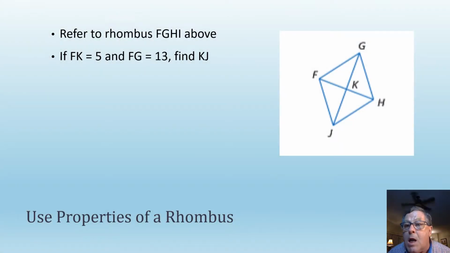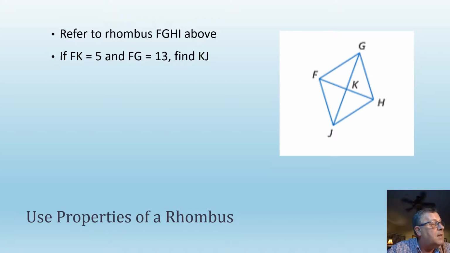Rhombi and squares. All right, refer to the rhombus FGHI. If EK equals 5, let's find EK.